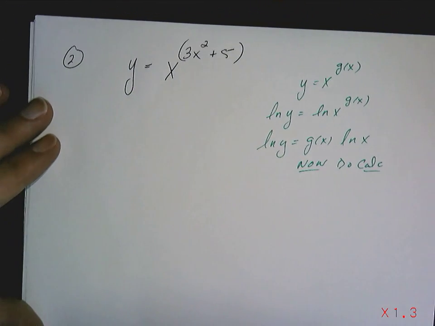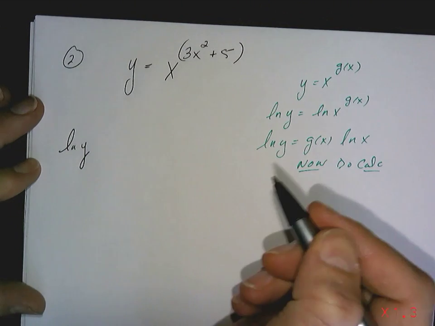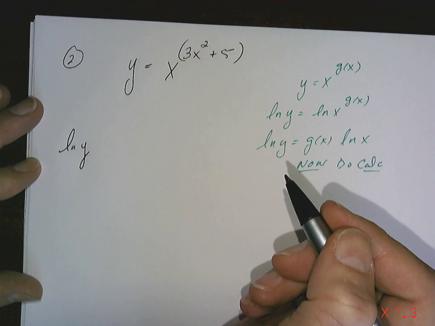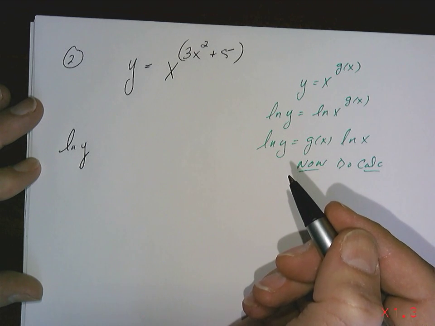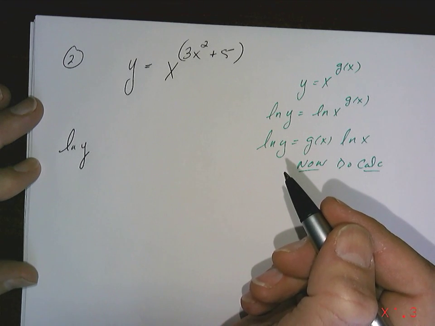So, ln y. Why do I choose ln? Because I know the derivative of ln. It's 1 over y times dy by dx. Could I have used log base 10? Sure. It would be 1 over y times dy by dx times 1 over ln 10. You see why I'm choosing to use ln?